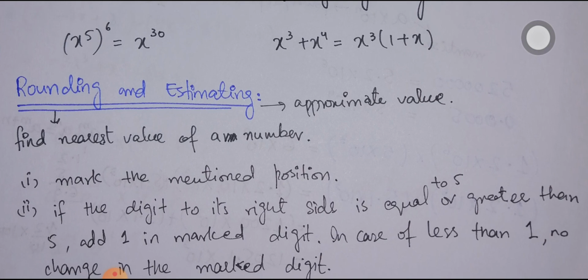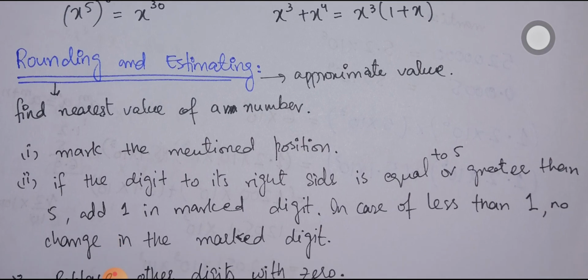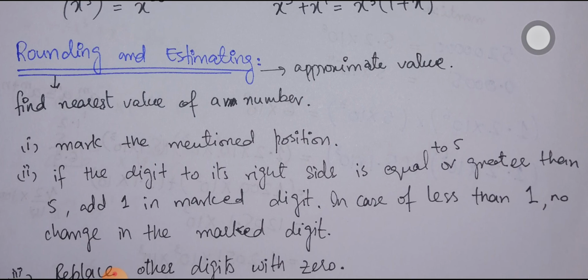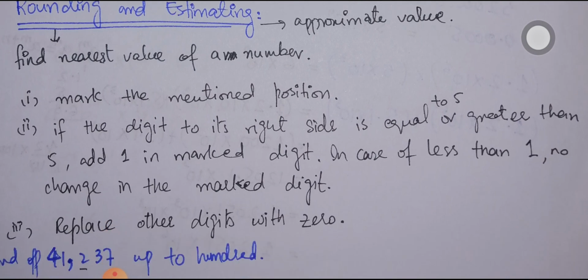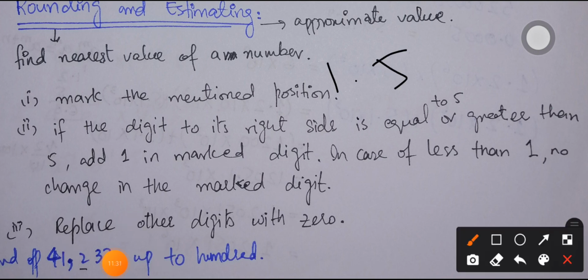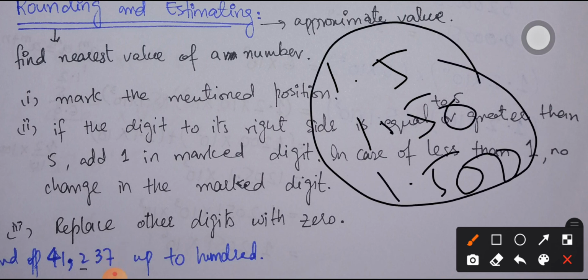What is the method to round off numbers? We have to mark the mentioned position, for example the 100 or 1000 or 10,000 or unit or 10, and then if the digit on the right hand side is equal to 5 or greater than 5, then we have to add 1 to the marked digit, otherwise it will remain the same. And then at the end we will replace the remaining digits with 0, and it is really very important in the case of whole numbers, because in the case of decimals it is not necessary to write down the zeros, as you know that 1.5 and 1.50 and 1.500, all these three decimals are representing the same decimal.